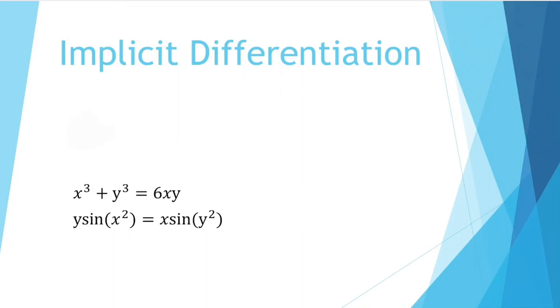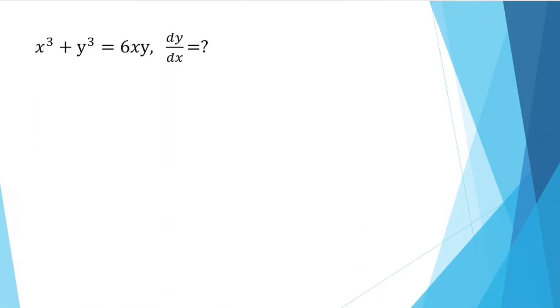Hi everyone, in this video I'm going to go over implicit differentiation using these two examples. The first example that we have is this, and we are trying to solve for the derivative of y with respect to x. You might remember this as y prime, and you can use this y prime notation, but I prefer this because it's more general and complete.